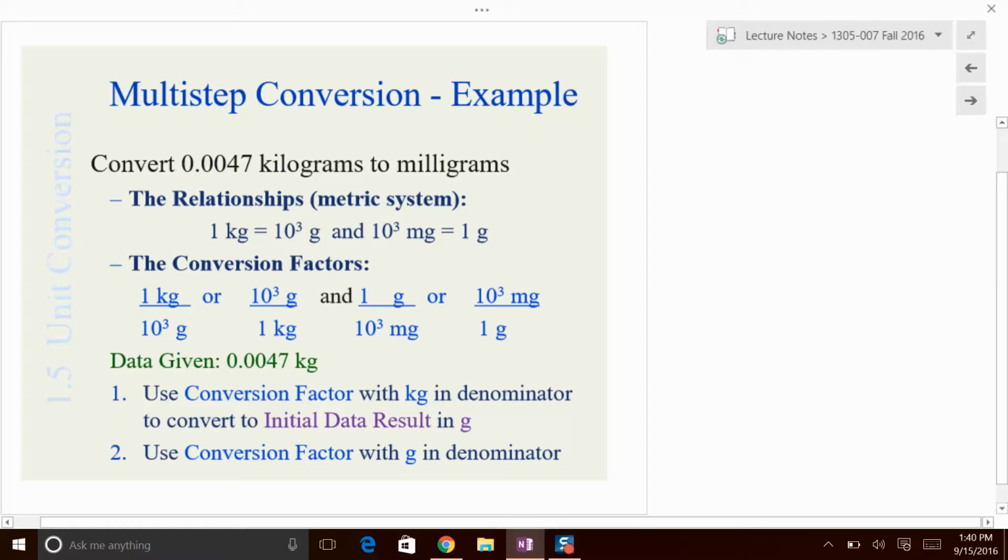Convert 0.0047 kilograms to milligrams. So, here are the different conversions that you're going to need. We have 1 kilogram is 1,000 grams, and 1,000 milligrams is 1 gram.